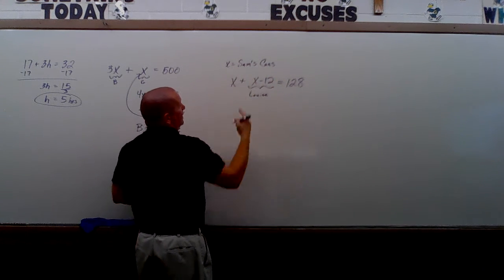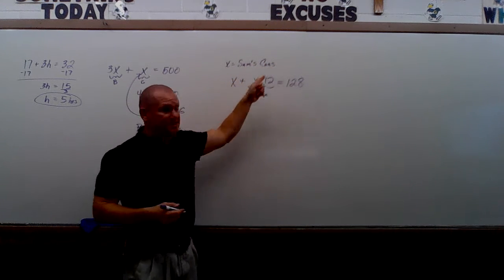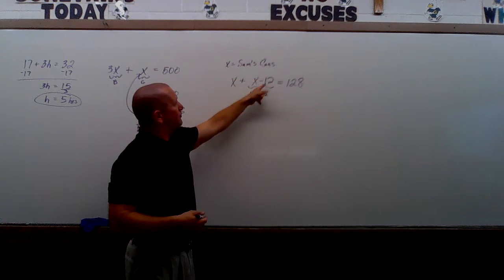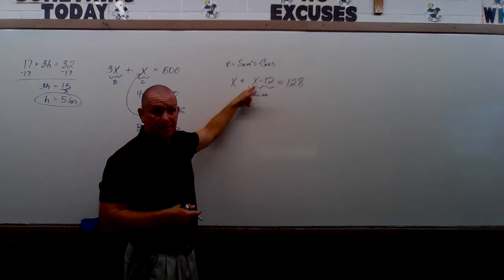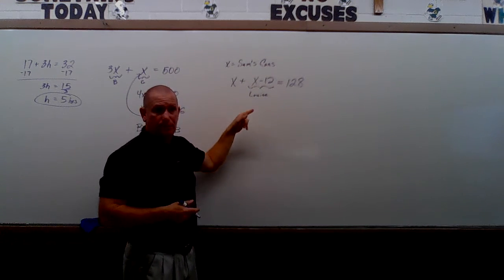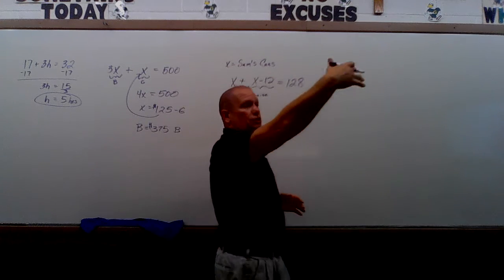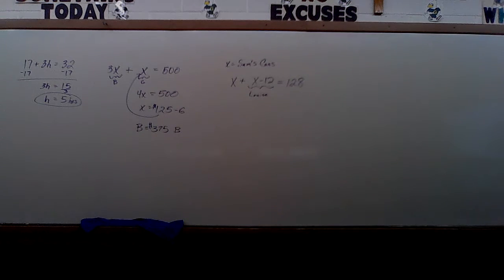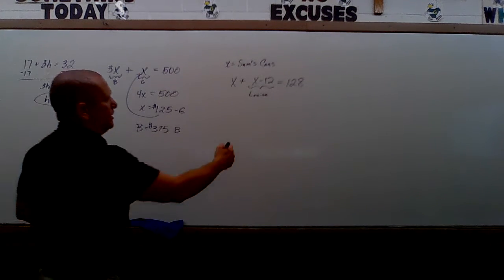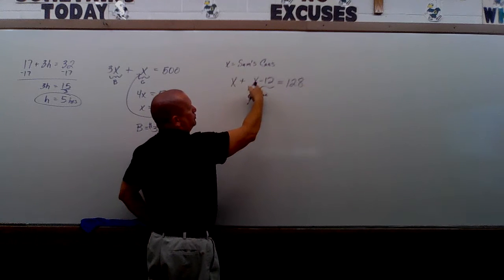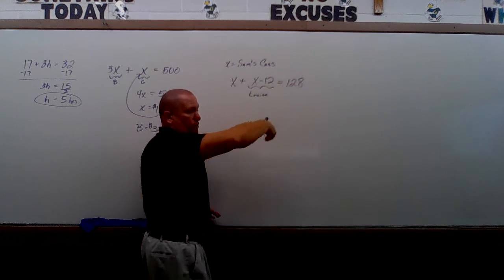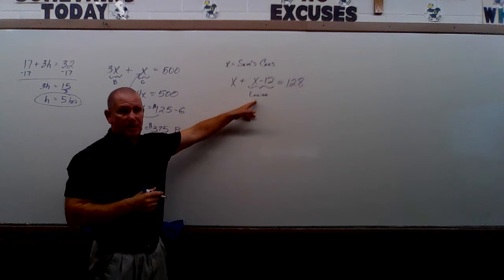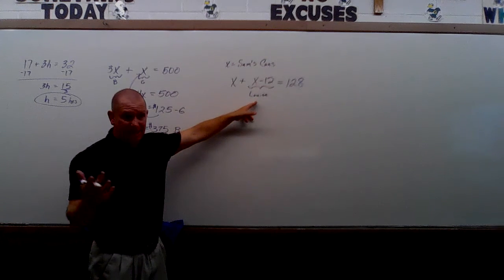So if this is Sam's, again, I'm saying that X is Sam's cans. Louise has 12 less than how many Sam has. So I got to use X in both cases. So again, when you get to one of these problems, you're going to have multiple sets of variables. But you can't have two different variables. So you have to manipulate the one variable to show the other person or other whatever amount, cans in this case, but it could be anything.